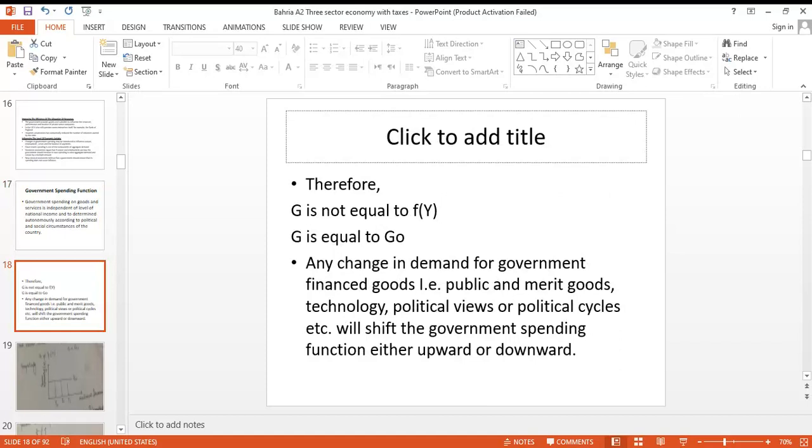Please do keep in mind that in the case of the government, there is no such thing as induced government spending. Nothing can induce the government to spend more. So, in the case of the government, its spending is dependent upon its own policy, its own preferences, and its own ideology. So, here there is no induced element. Yes, if there is any change in the demand for merit goods or public goods, and the government feels that it needs to finance more, then that is not induced by any income.